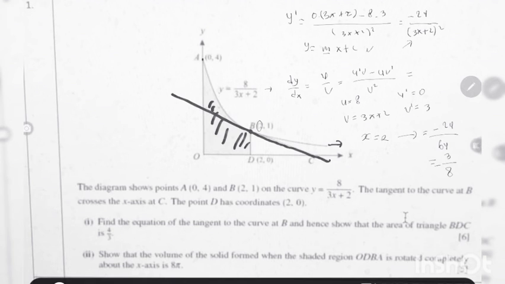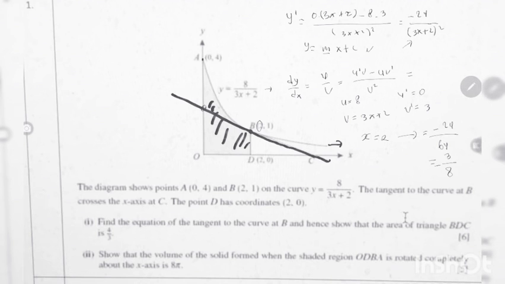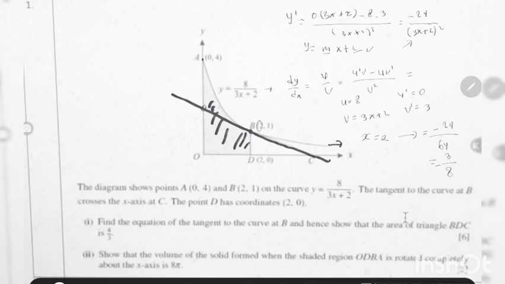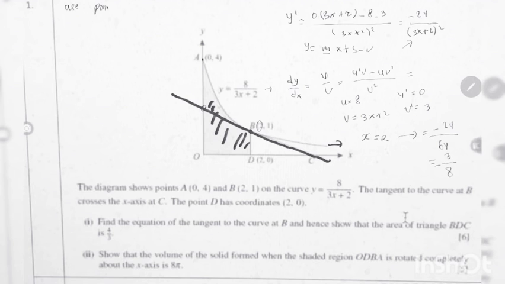So our gradient, or m, equals negative 3 over 8. And then, because we already have the gradient, now we find the y-intercept, or you can find c here. Find c, use that point. So we use point (2, 1) to find the c.